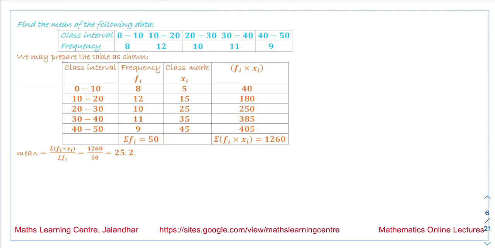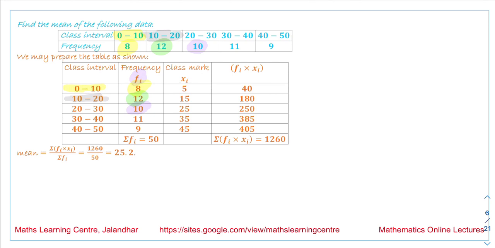The first question we have is, find the mean of the following data. This data is given to us, and we have written this in tabular form. First interval we have 0 to 10, next interval we have 10 to 20. So we have written these values over here, and corresponding to these values we have frequency 8. The next frequency we have is 12. Next frequency we have is 10. These are the values of fi that we have.